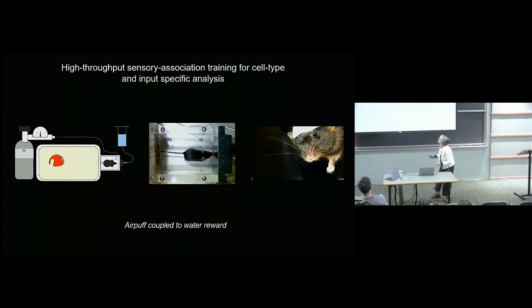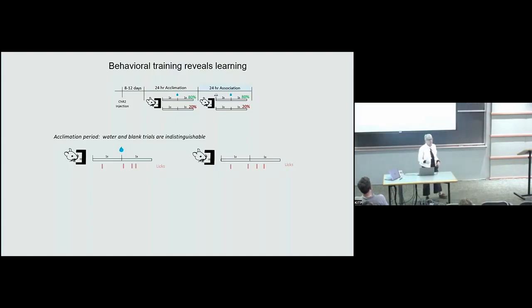So if you can see these whiskers moving, maybe you can't, but it's a very gentle stimulus. The first couple times they get it, they're a little freaked out, but then they rapidly acclimate to it. Okay. So what we're going to measure to see if the animals are learning is their lick frequency. We're going to measure their lick frequency right before that water would come.